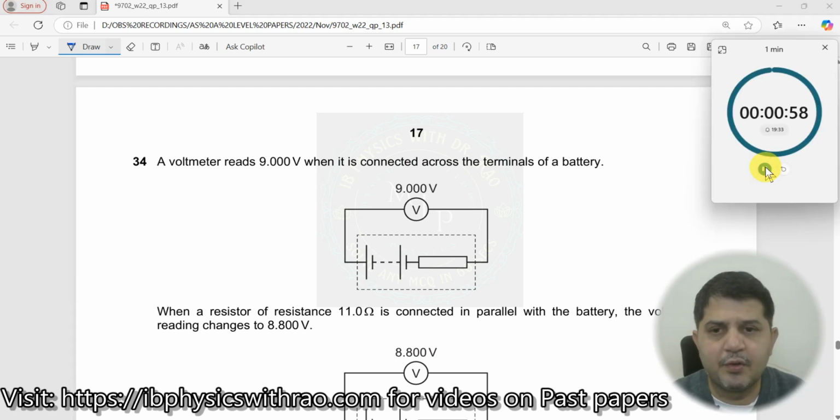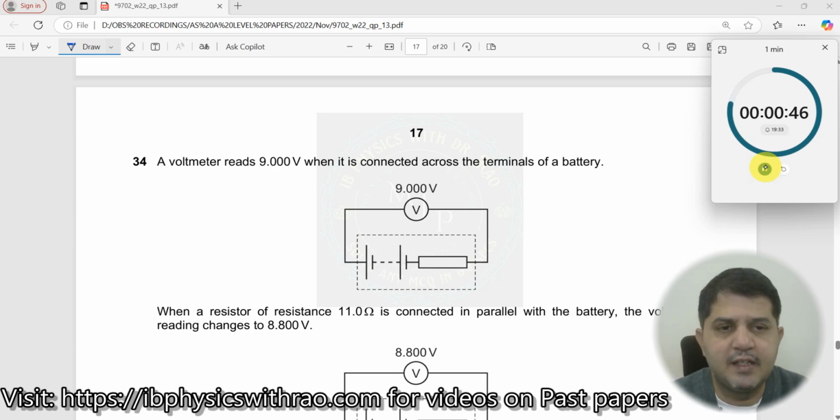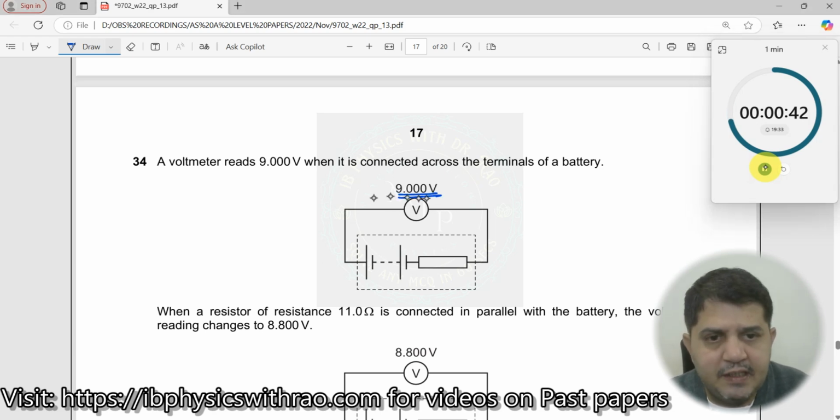Question number 34. A voltmeter reads 9 volt when it is connected across the terminals of a battery. That means there is no circuit connected here. We have just connected a battery to a voltmeter. An ideal voltmeter does not draw any electric current, which means the voltage being given here can be considered equal to the EMF.